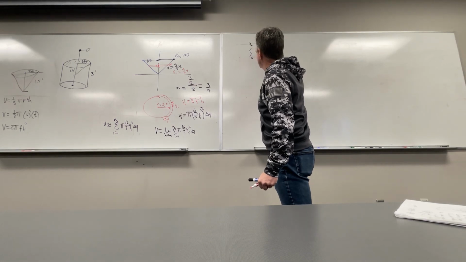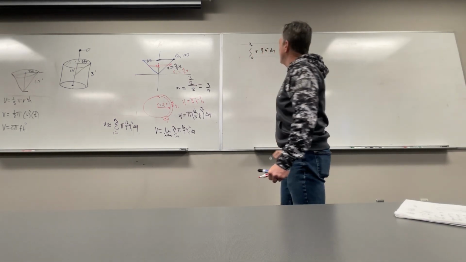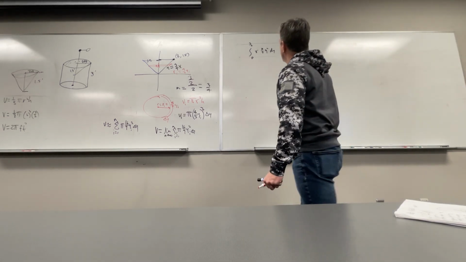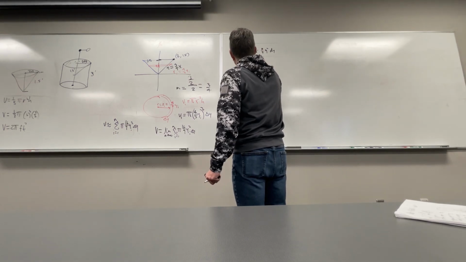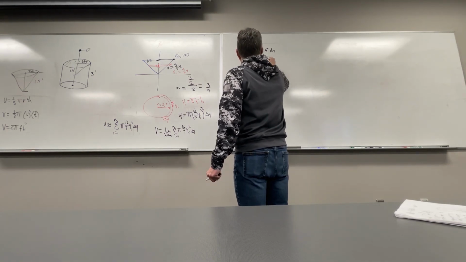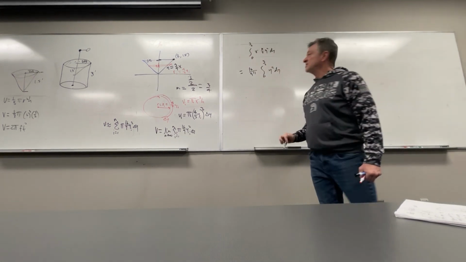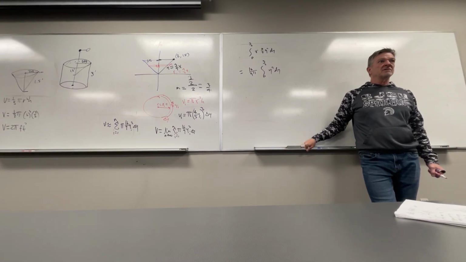Pi 16/9 y squared dy. Okay, so let's see. You know what? I'm going to pull this 16/9 and pi out here like this to make it easier for me to look at. So this is what I'm integrating right here. Is everybody following along okay? Does anybody want to go back and look at any part of this?